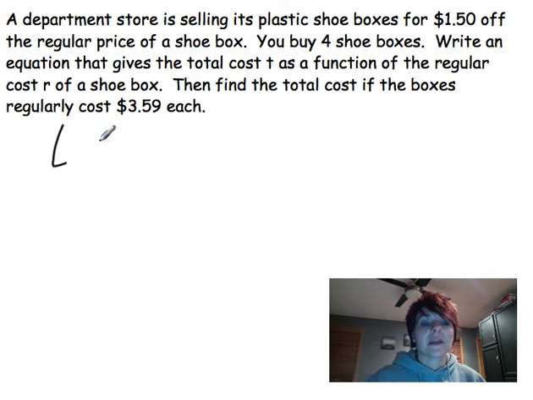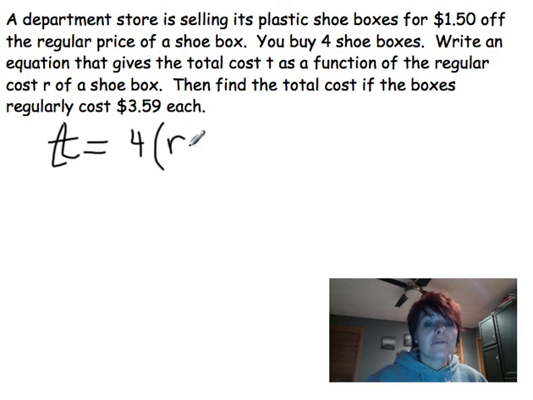The pen's a little slow today. Total cost equals, we're buying 4 shoe boxes, so it would be 4 times the regular cost, and it's $1.50 off, so I'd have to subtract 1.5 from the regular cost. Okay, so regular minus 1.5, $1.50 off the regular cost, and we're buying 4 of them.